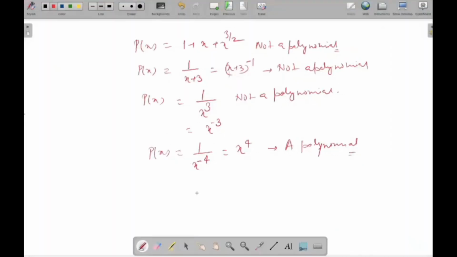So what I mean here is that though we say this is not a polynomial, if I write root 3x plus 5x square plus 6x cube, it is still a polynomial, though there is an irrational number here. This is a polynomial of third degree.